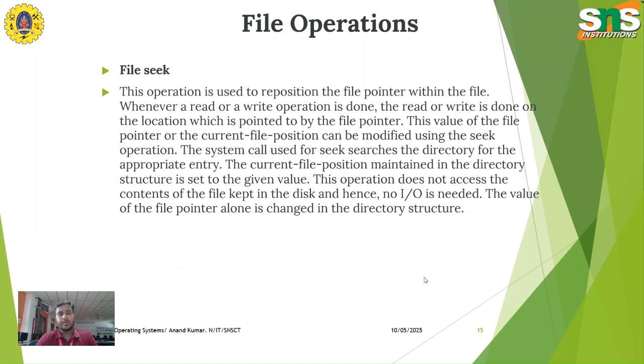So coming to the main operation of the file, that is what we call file seek. This is the major day-to-day operation that we are going to use. This operation is used to reposition the file pointer within the file. The file pointer points to the file which is currently in use, and whenever a read or write operation is done, it is done at the location pointed to by the file pointer. It means it will be moving to the current file which is being operated.